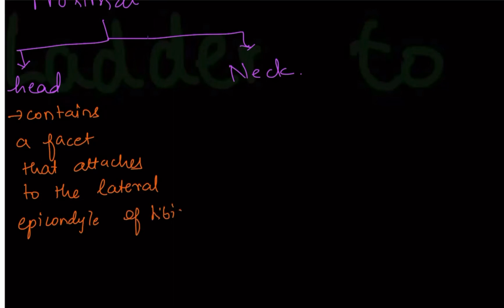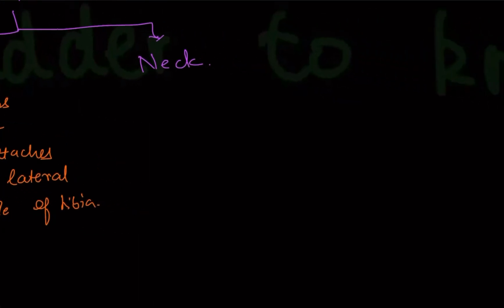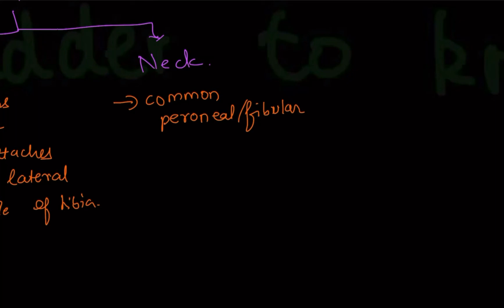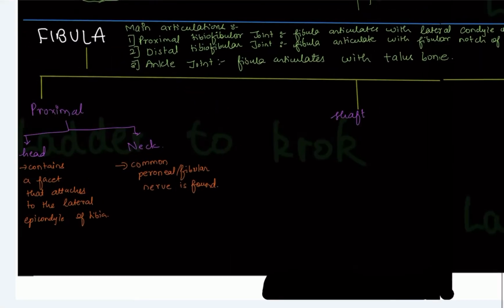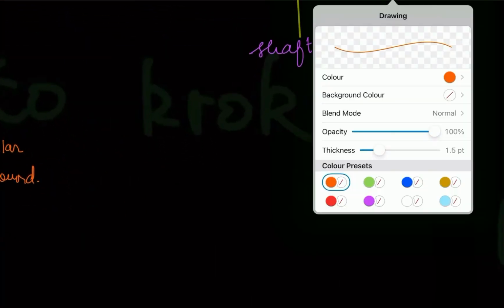Okay, the neck, you have to know when we do the nerve supply. The common peroneal nerve, or peroneal is also called fibular. Sometimes they don't mention peroneal, they mention fibular. So the common peroneal or common fibular nerve is found at this neck portion, and here it will divide. We will do it when we cover the nerve supply of our lower limb.